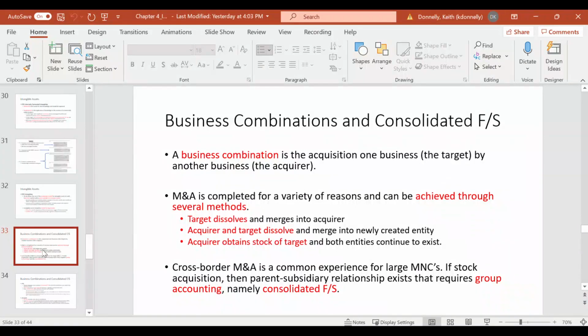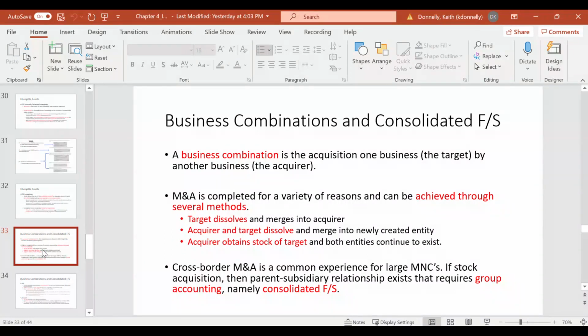Or the third way you can have a business combination would be through the acquirer obtaining the stock of the target and both entities continue to exist. So basically A buys all of the stock of B, both continue to exist as entities, it's just A owns B. It's kind of like A is the parent now of the subsidiary B.